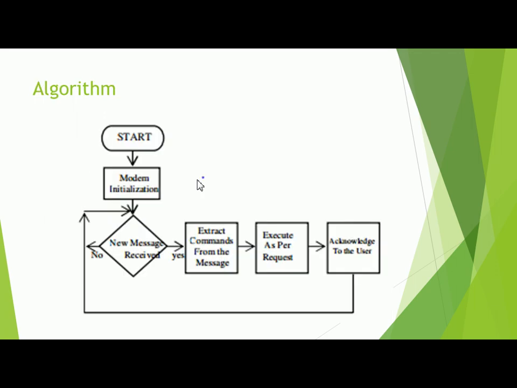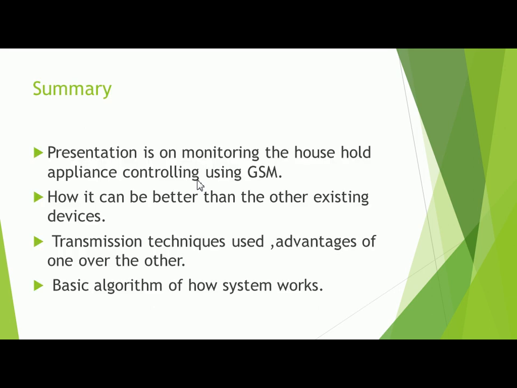And here is the algorithm of how my project works. Once the modem is initialized, if a user sends a message, it extracts the commands from the message, executes as per the request, and acknowledges to the user. If not, it goes to the first stage again. Here is my summary of what I've talked about in the presentation: how to monitor household appliances, how it can be better than other existing devices, the transmission techniques, and the basic algorithm of the system used. Thank you.